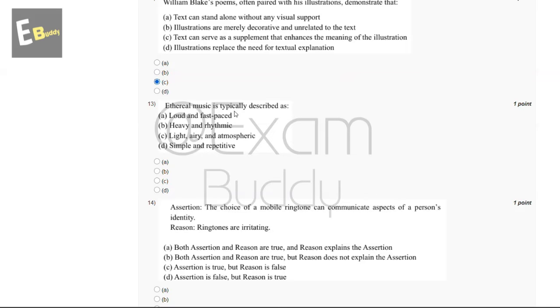Ethereal music is typically described as, so these are the options: loud and fast paced, heavy and rhythmic, light, airy and atmospheric, simple and repetitive. So the answer for our 13th question is C, light, airy and atmospheric. And now let's go to our question number 14.